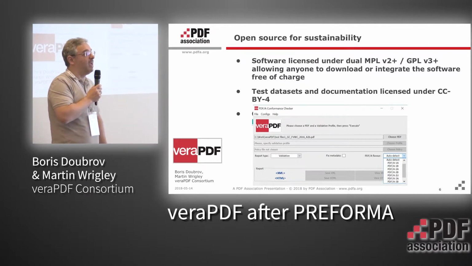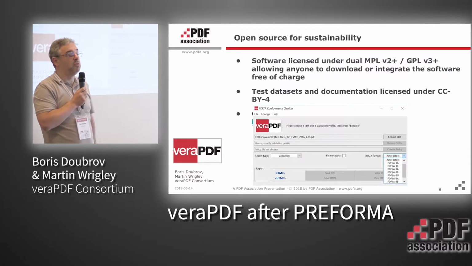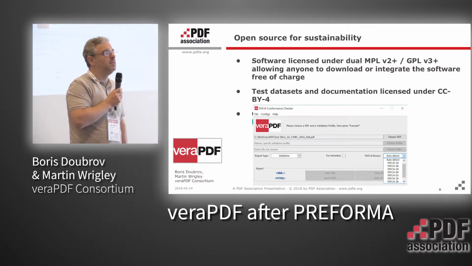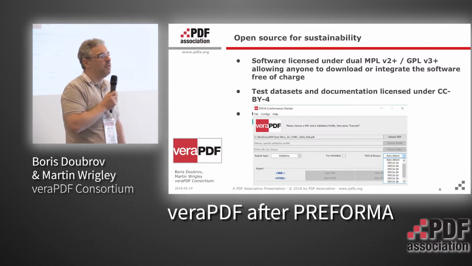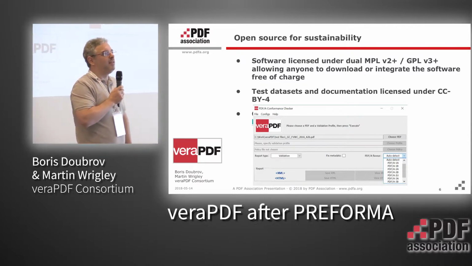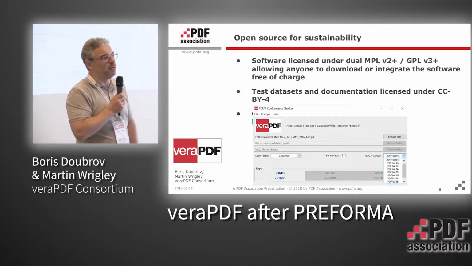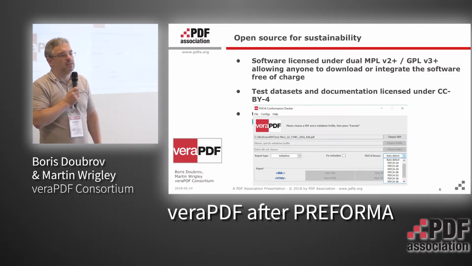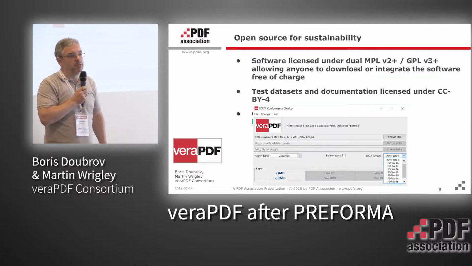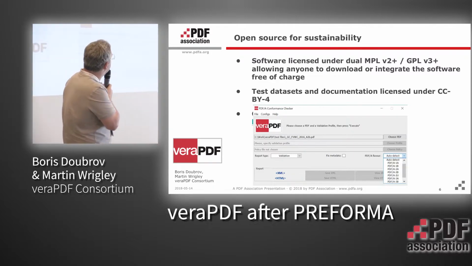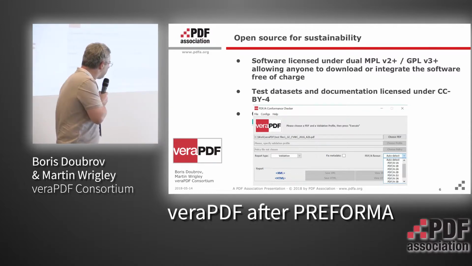MPL is as permissive as you would want, so it allows you to grab the code and do whatever you want with it, while GPL is less permissive, so it guarantees that some version of the file or of the library stays forever. So GPL is aimed at long-term access to the source code, and MPL is aimed at a variety of integrations. Dual license means that essentially you can choose whatever you want. And test data sets and documentation are, of course, licensed under CC BY, a Creative Commons license.